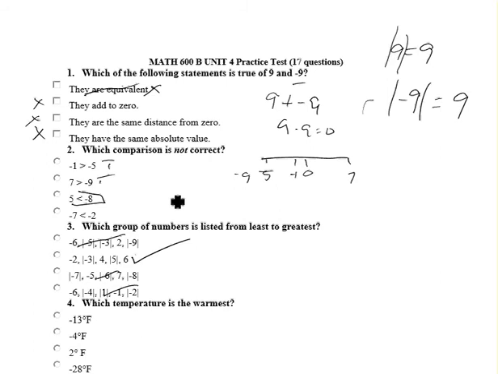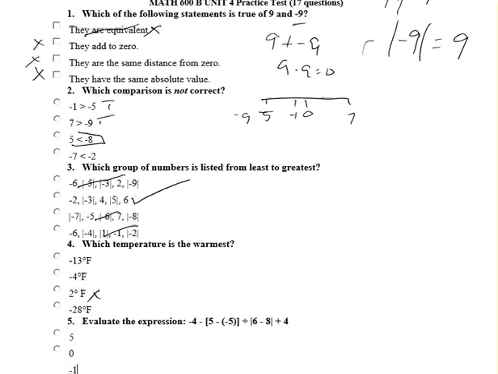Which temperature is the warmest? 2 degrees. 2 degrees is warmer than negative 4. 2 degrees is warmer than negative 13. And 2 degrees is warmer than negative 28. And all of those degrees are in Fahrenheit. And I'm hitting my, there we go.